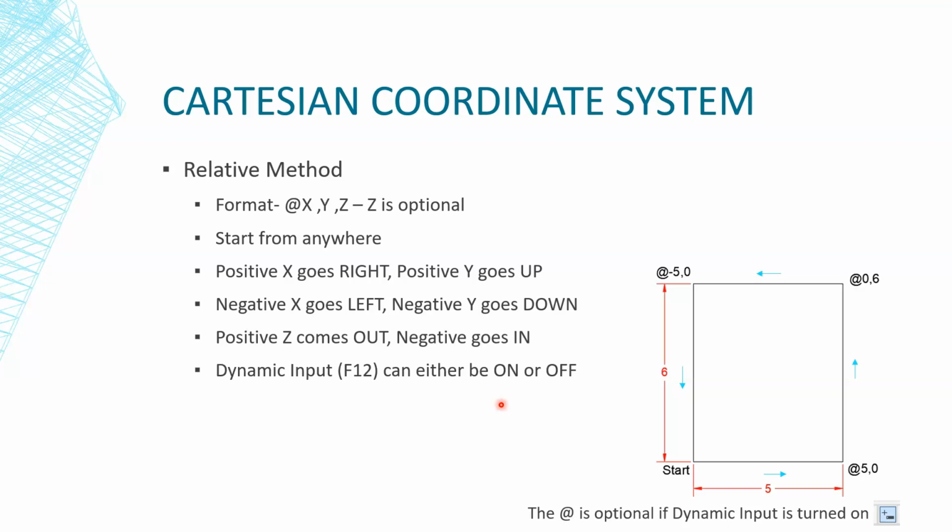The next method that we're going to take a look at is the relative method. So the relative method is going to use the at symbol. And what this at symbol means is that it's from the last point. So here, I can start my shape, or whatever I'm creating, from anywhere I want to.